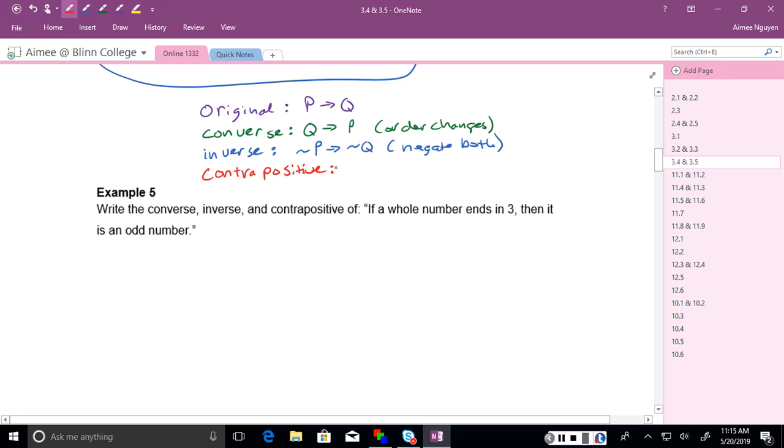And with the contrapositive, basically I take the converse and the inverse at the same time of the original. So I'm going to change the order and I'm going to negate both of them. So this one's going to look like if not Q, then not P, right? So change order and negate both.